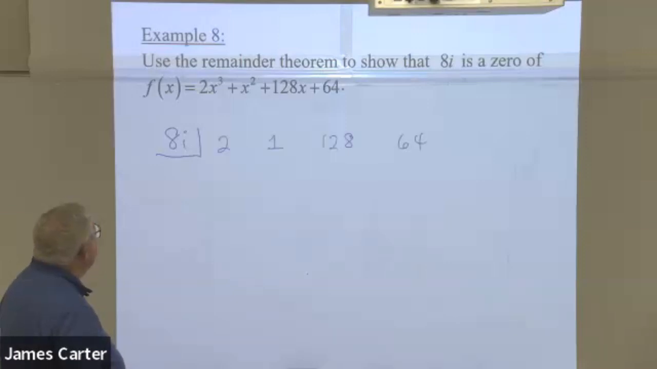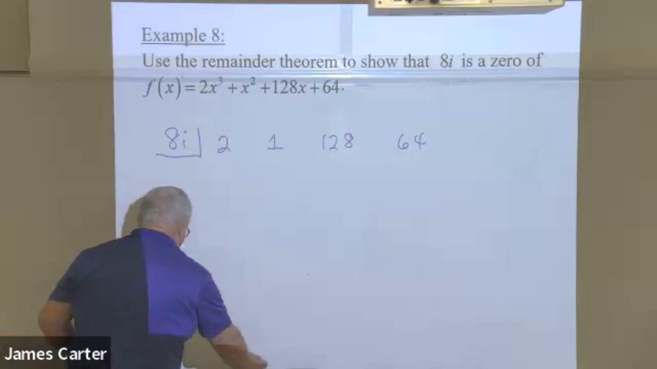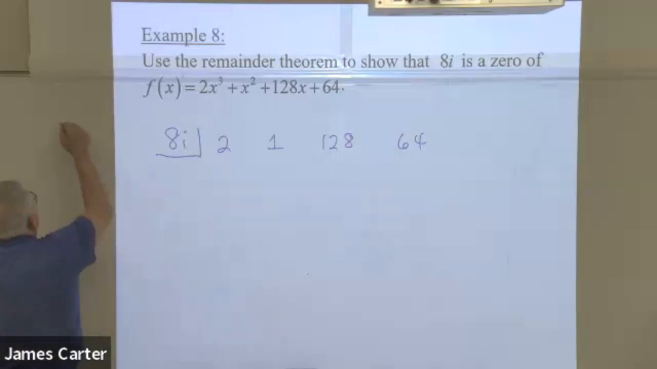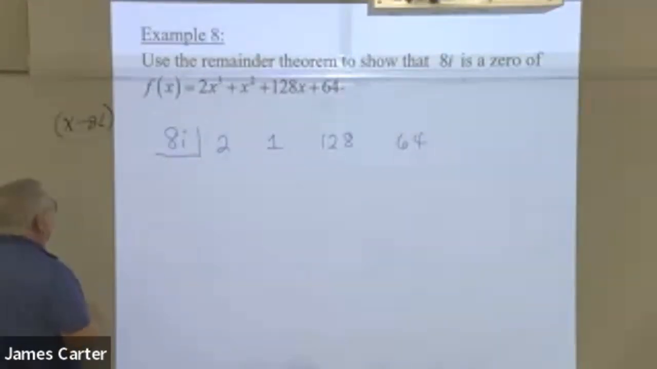Okay, so we're going to divide by 8i. Remember, this means x minus 8i is the proposed factor.